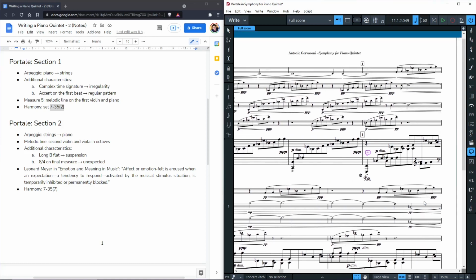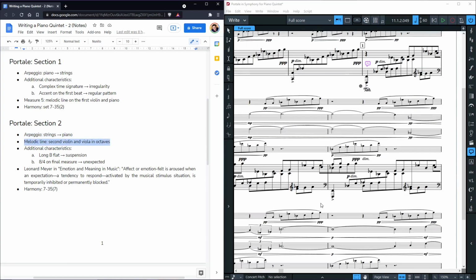The second section begins at measure 26 and introduces some changes to the music. First, the arpeggio no longer starts on the piano but on the strings, and the piano now functions as an echo of them, so the relationship between them has been reversed. In addition, the melodic line is no longer in a single string instrument but in two, in octaves, the second violin and the viola. There are two other cool things in this section.